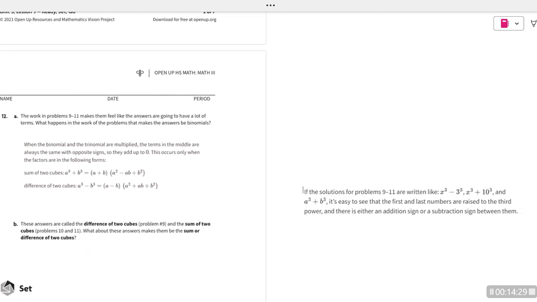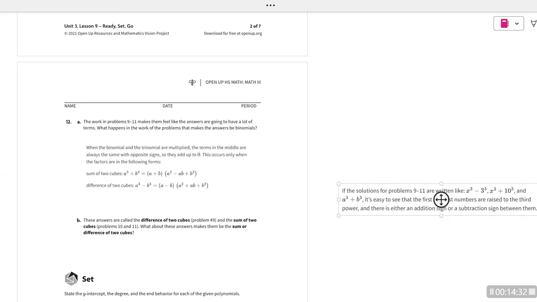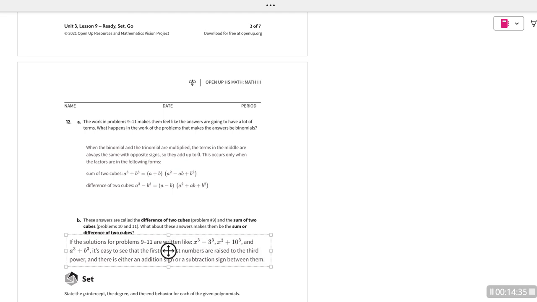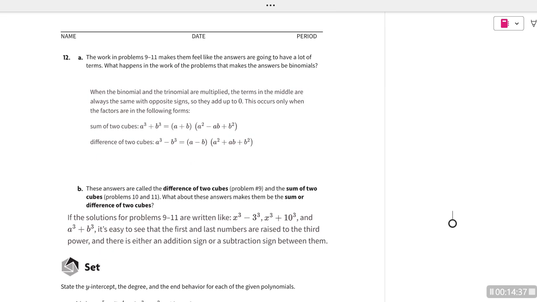So again, let me just put in some typed work here instead of writing this whole solution. It'll be a little faster for you all. So the solutions for problems 9 through 11, which are written like x cubed minus 3 cubed, I showed that above, and x cubed plus 10 cubed, and a cubed plus b cubed. It's a lot easier to see that the first and the last numbers are raised to the third power when we write them as 3 cubed and 10 cubed, instead of x cubed minus 27, and instead of x cubed plus 1,000, right?